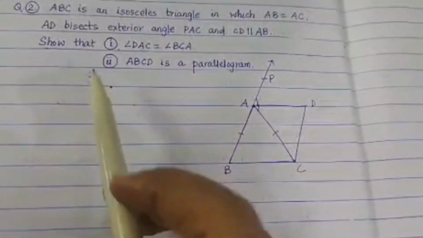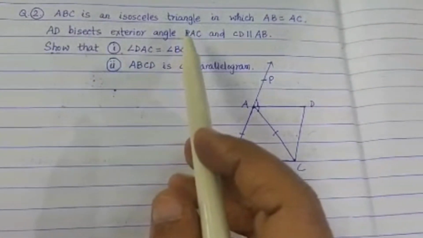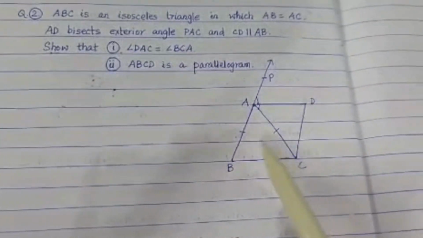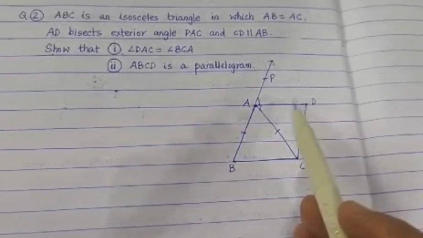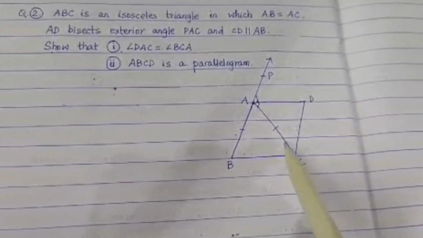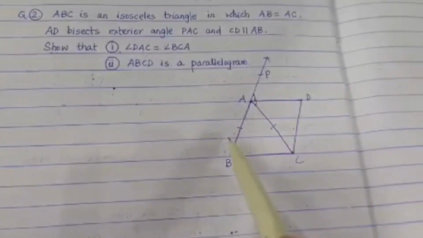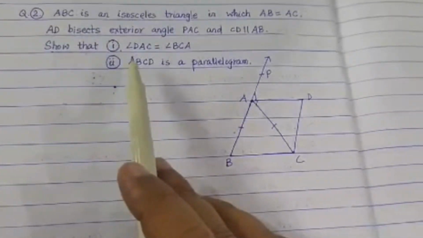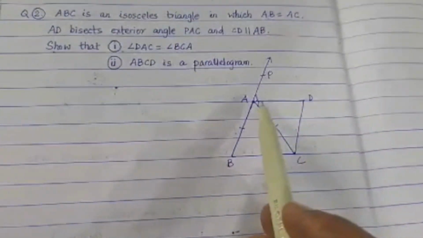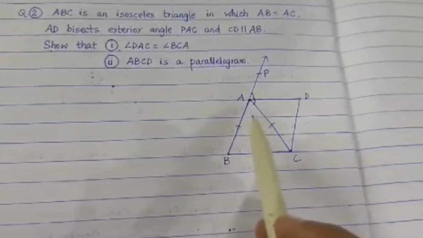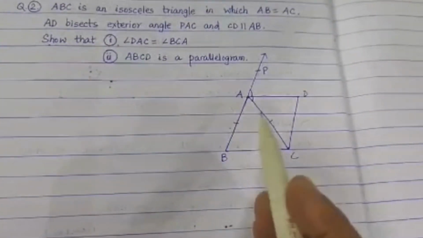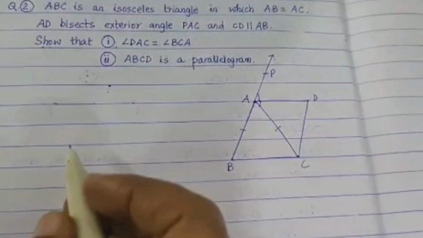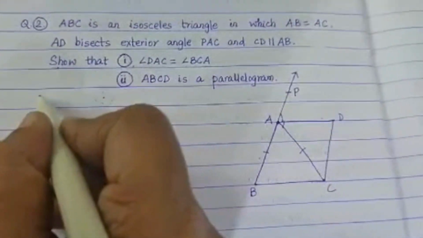Second problem is like this. ABC is an isosceles triangle in which AB is equal to AC. AD bisects exterior angle PAC, and CD is parallel to AB. It is given. So we have to prove that angle DAC is equal to angle BCA, and second, ABCD is a parallelogram. Okay. So let's solve it.